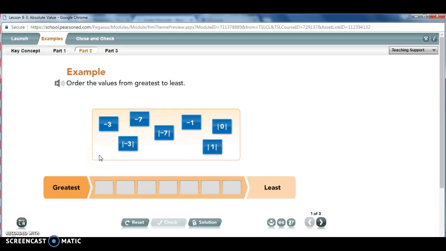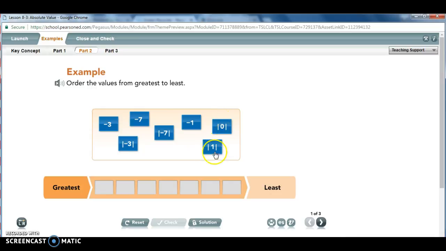Moving on to part 2, what they want us to do is order these values from greatest to least. So I know, because I just learned in the key concept and we just talked about it in part 1, that absolute values cannot be negative numbers. The absolute value of a number will be positive, so I'll have to look. The absolute value of -3 is 3. The absolute value of -7 is 7. The absolute value of 1 is 1, and the absolute value of 0 is 0.